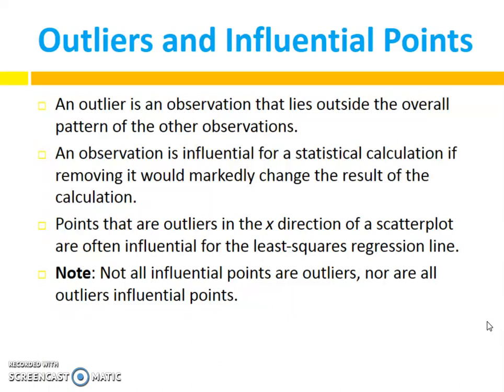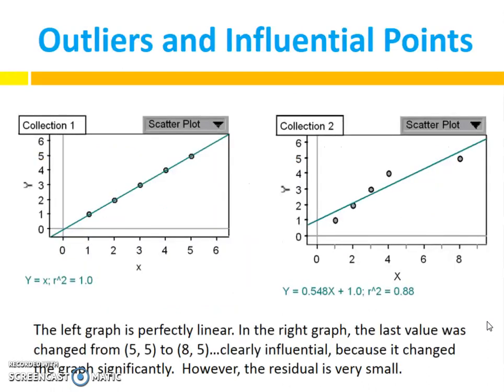So like I said, if it's an outlier in the x direction, in the horizontal direction, that's often influential. Now, please note, not all influential points are outliers, nor are all outliers influential points. So let's look at some more. Okay? The left graph, we have a perfectly linear situation. And the right graph, the last value was changed. So clearly influential because it changed the graph significantly. However, the residual is really small. Okay? So that's the difference between outliers and influential points.